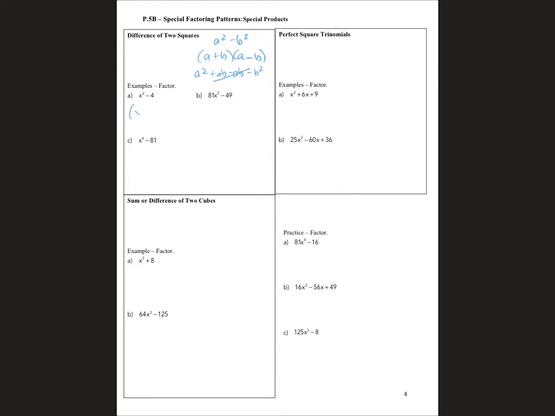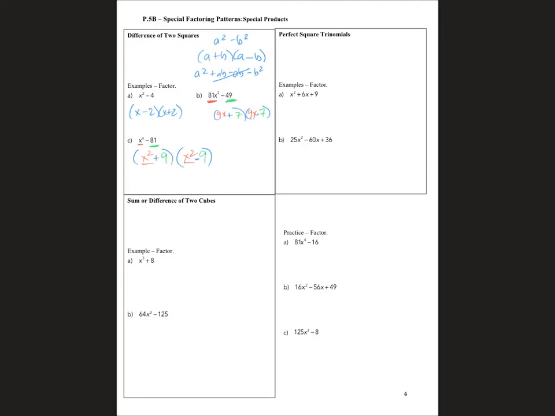So practice, FOIL to check. The first term in each has to be the square root of this term, so 9x. The last term has to be the square root of the last term, and they are conjugate pairs. And then this one, you see an x to the fourth, but don't let that freak you out. This is still the difference of two squares. The first term in each binomial of the conjugate pairs has to be the square root of that. The second term has to be the square root of that. And these are conjugate pairs.